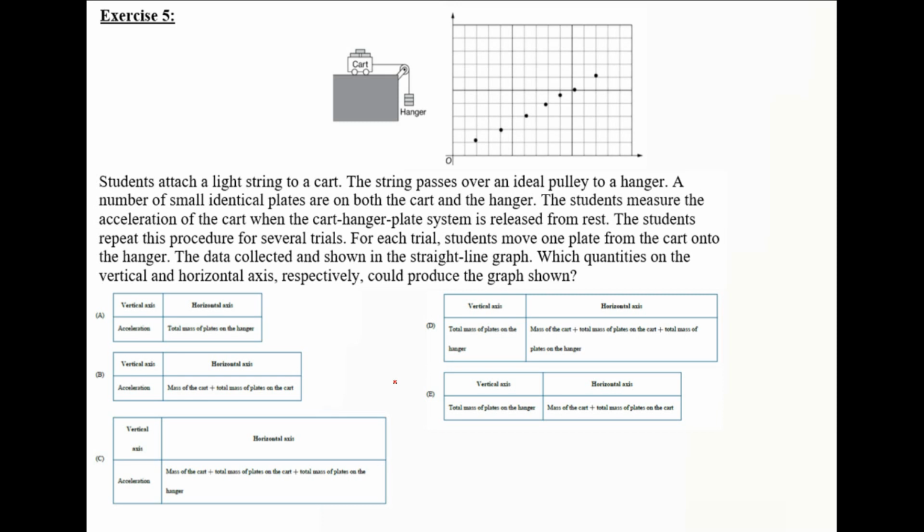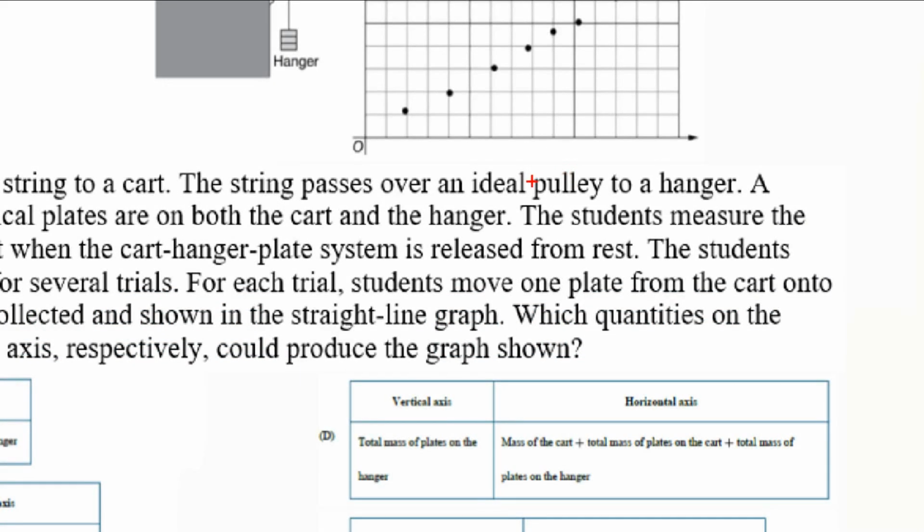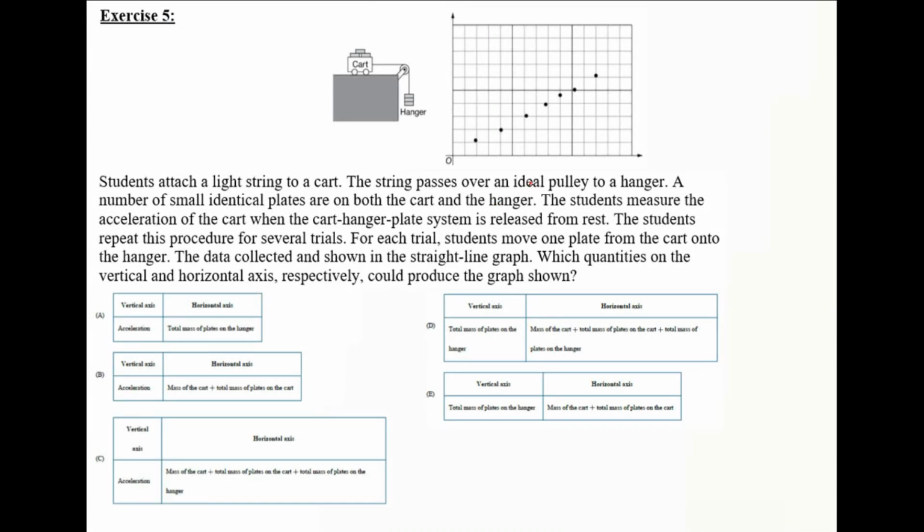Exercise 5. Students attach a light string to a cart. The string passes over an ideal pulley. So the pulley is ideal, which means we can use any argumentations that we have done previously. The string is attached to a hanger. A number of small identical plates are on both the cart and the hanger. The students measure the acceleration of the cart when the cart hanger plate system is released from rest. The students repeat the procedure for several trials.